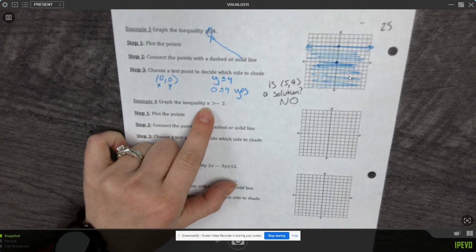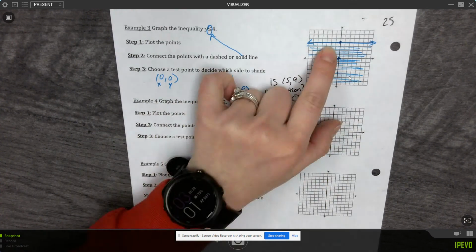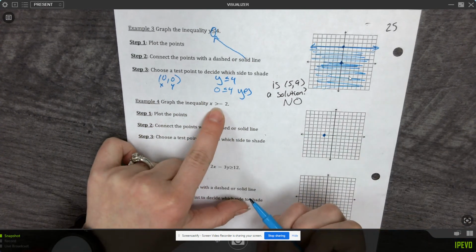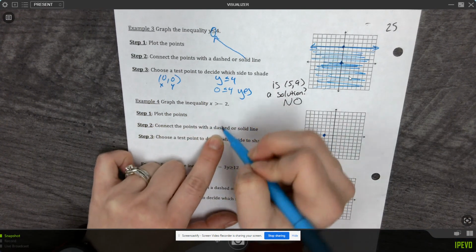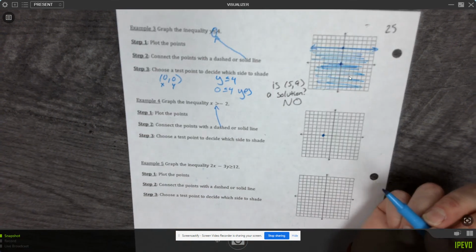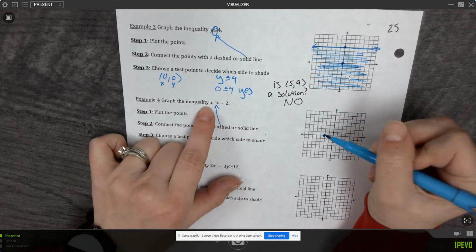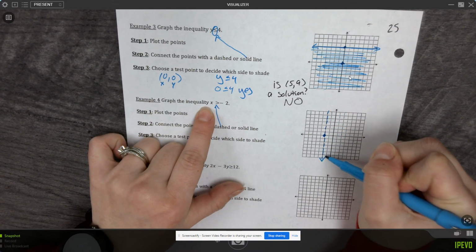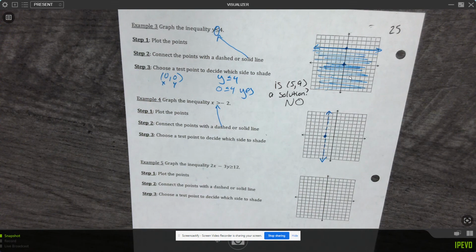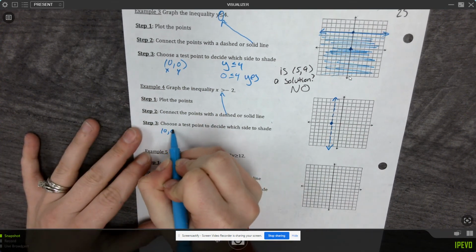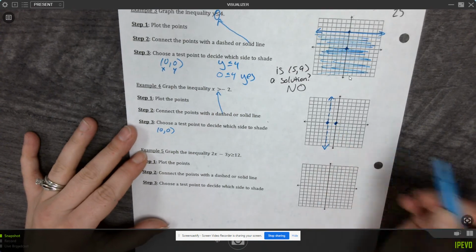X is greater than -2. So kind of similar to this one, except now I'm X. I'm going to go to -2. Solid or dashed? In this case, dashed, because it's not or equal to. And with this one being X, we're going to go up and down. Test point. I'm going to use 0, 0 again. The 0, 0 is definitely not on that line.